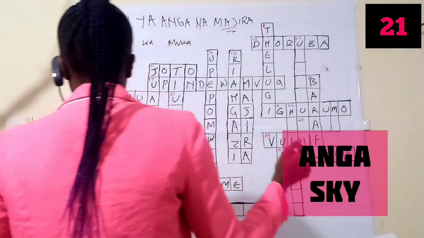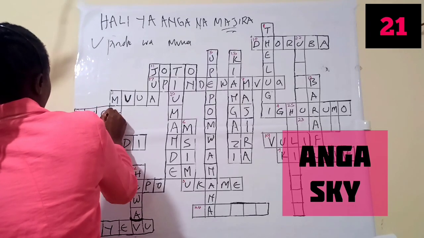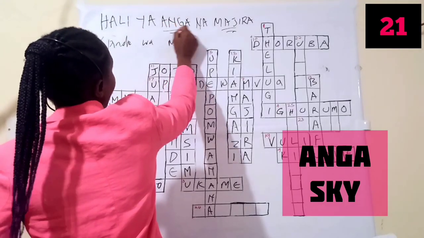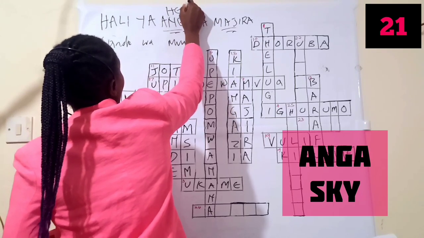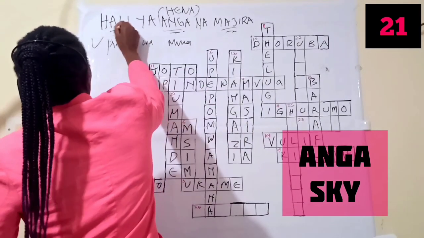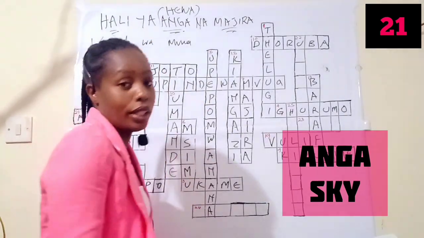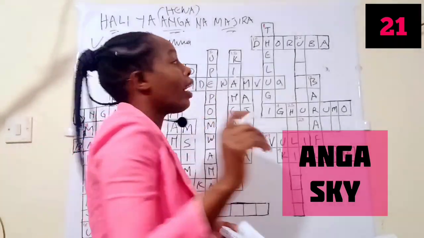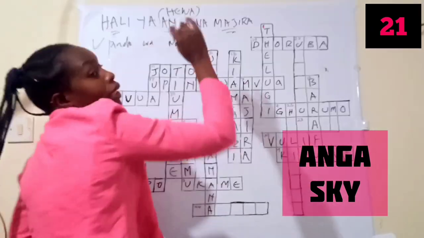So, let's look for number 21. Anga. You remember we also said earlier, you can also say hali ya hewa or anga. Hali would mean the condition, condition of the sky or condition of the air. So hali ya anga or hali ya hewa both will mean weather.